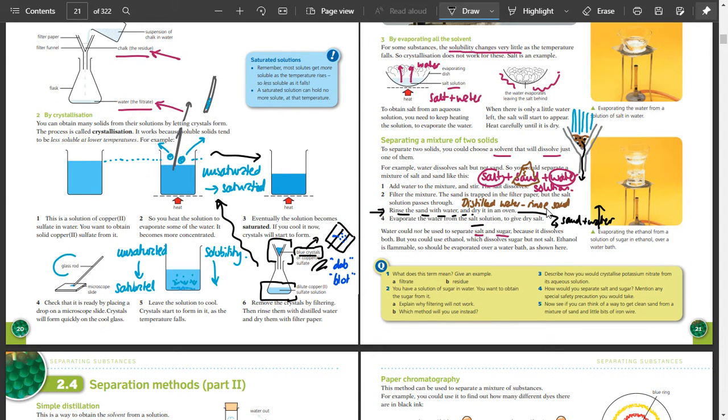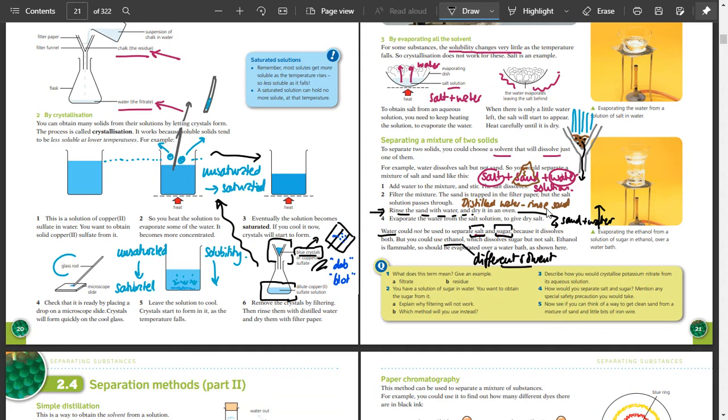Now, an issue that you could be facing in an exam is a situation where both of the substances that you want to separate out are both soluble in water. So a prime example is salt and sugar. If you use water, salt and sugar dissolve in it very, very well. So you need to use a different solvent. You need to propose a different solvent.